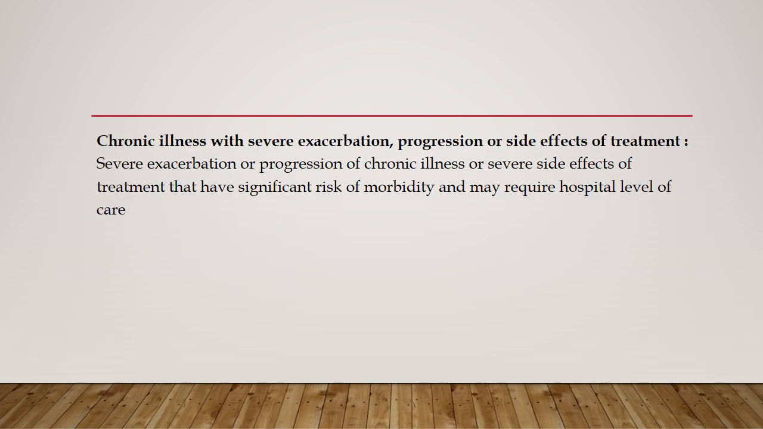Next one is chronic illness with a severe exacerbation, progression or side effects of treatment. So we have already seen chronic illness with the exacerbation. What was that? A chronic stable condition. Suddenly its symptoms aggravate or it is poorly controlled, but does not require hospital level of care. That was chronic illness with the exacerbation. Now the chronic illness with the severe exacerbation means it requires hospital level of care. A stable chronic condition suddenly increases or its symptoms worsen or it is poorly controlled and it requires hospital level of care, which means we can classify it as chronic illness with a severe exacerbation.